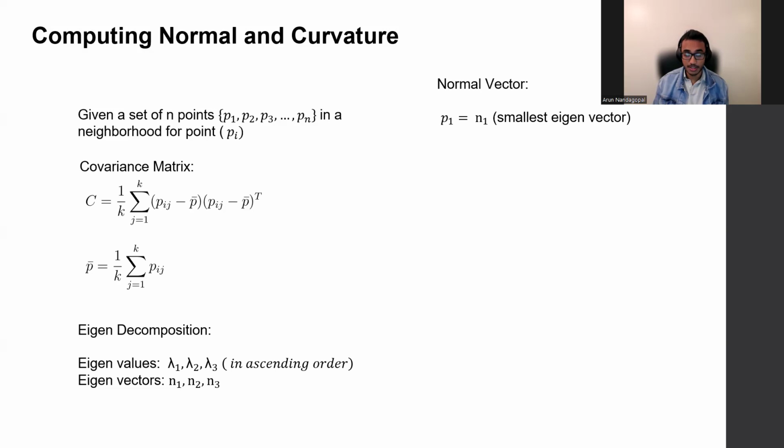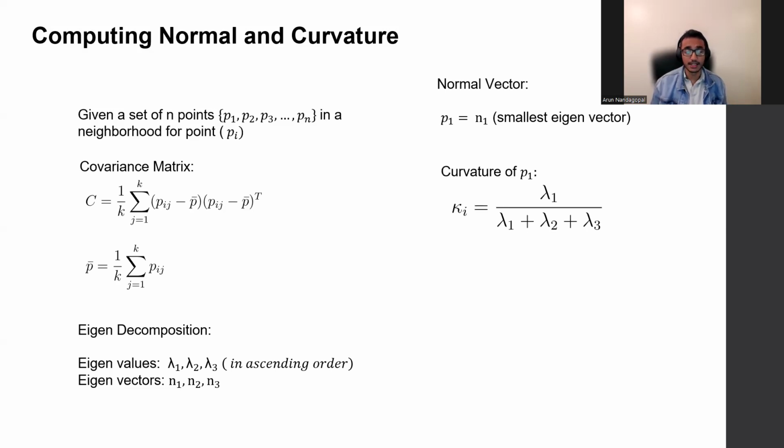Why we say so is that for any given set of points, the two directions with the highest variance are the x and then the y, and then the third direction is the z, which is the normal direction. And that's why we take the eigenvector associated with the least eigenvalue.